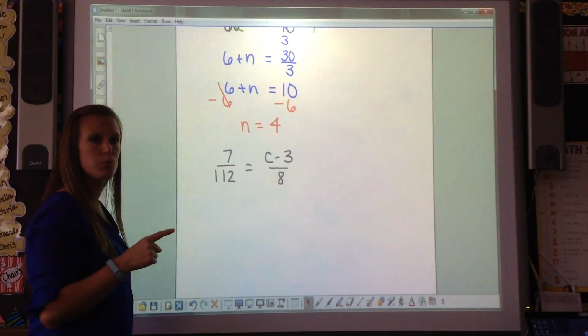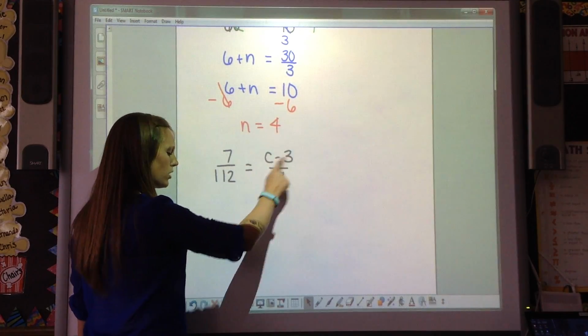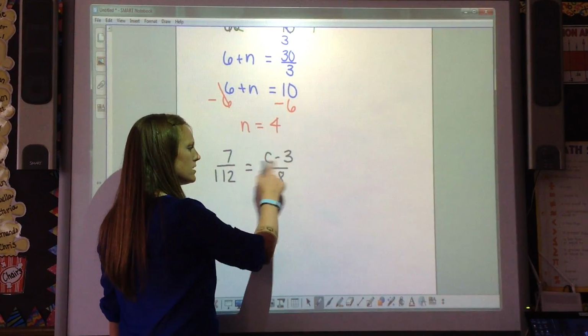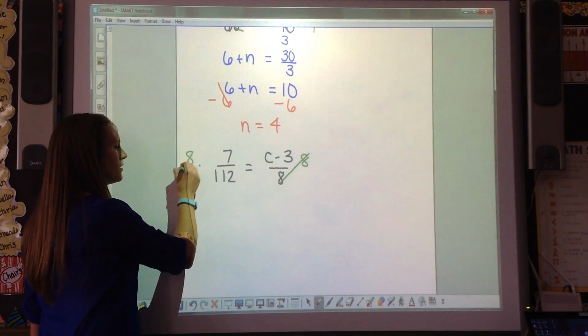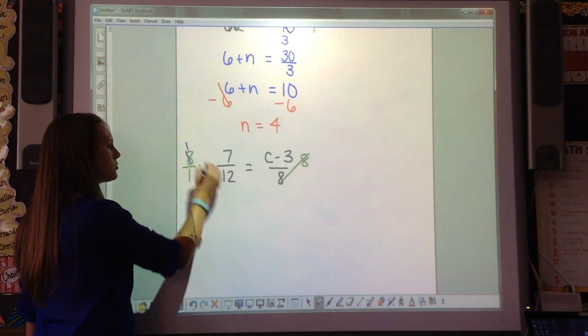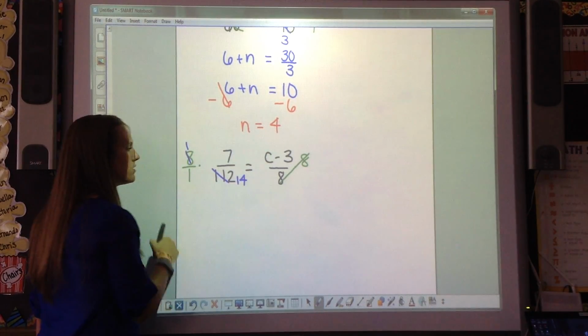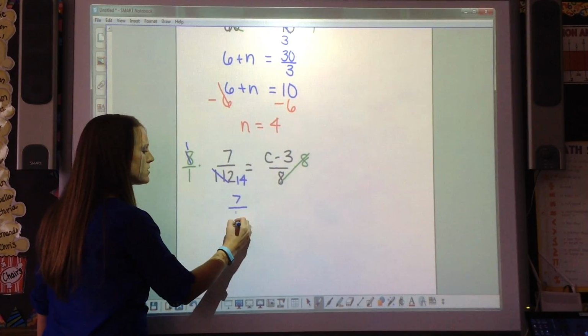Like I said before, do PEMDAS backwards. Start with multiplication and division. You have to get rid of this 8 before you can work up here. They're dividing by 8, so I'm going to multiply. I'm going to cross-reduce. 8 goes into 112 14 times. 1 times 7. 1 times 14.